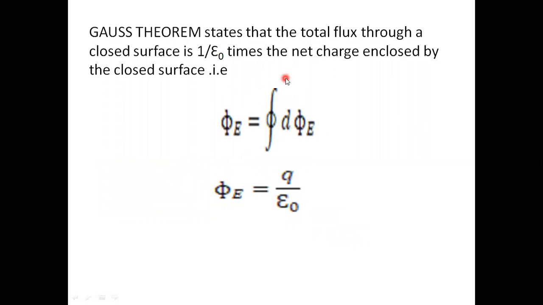Now this is what I have stated. Gauss theorem states that the total flux through a closed surface is 1 by epsilon naught times the net charge enclosed by the closed surface. Net charge, we need that value, right? So don't forget this part.